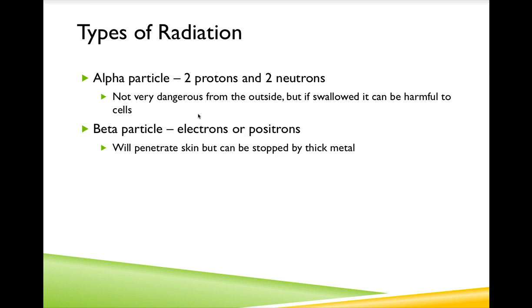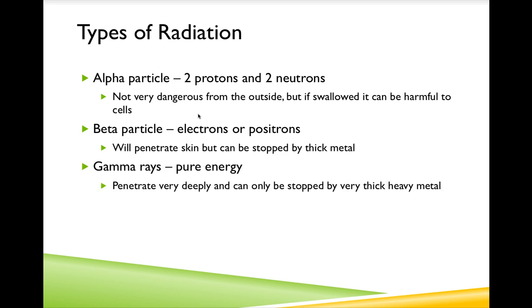Never a good thing. Beta particles are either electrons or positrons, which are very, very small particles, much, much smaller than alpha particles. Now, beta particles can penetrate the skin, but they can be stopped by thick metal. So if you are working in a radioactive environment, a thick metal shield should protect you from the beta particles there.